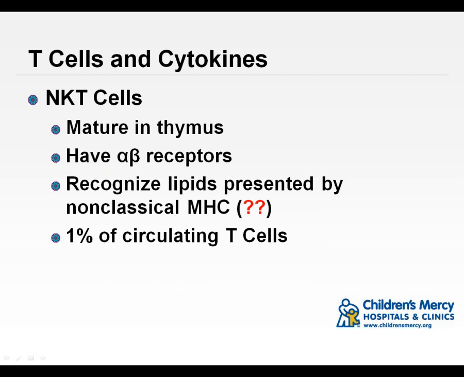And there's something called NK T cells, which are about 1% of circulating T cells. They also mature in the thymus and have alpha-beta receptors. And they recognize lipids presented on the non-classical MHC, which we've talked about once before. You may remember what non-classical MHC is called. Very good, CD1.